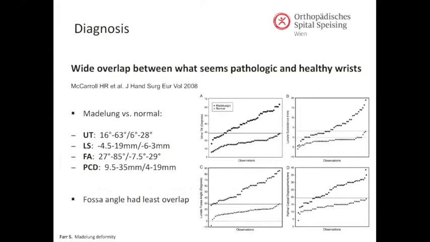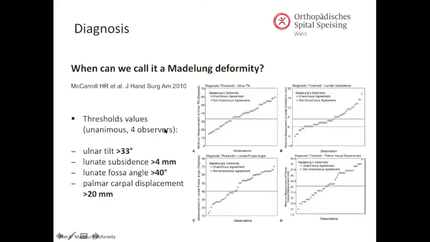And also, and this is a very interesting paper, a wide overlap between what is normal and what is pathologic. So you can see in the charts over here that there were very similar values for both the Madelung cases and the normal cases with a wide overlap. So a follow-up study of this paper has established then the more or less threshold values on when to call it a Madelung, or when you are allowed to call it a Madelung deformity.